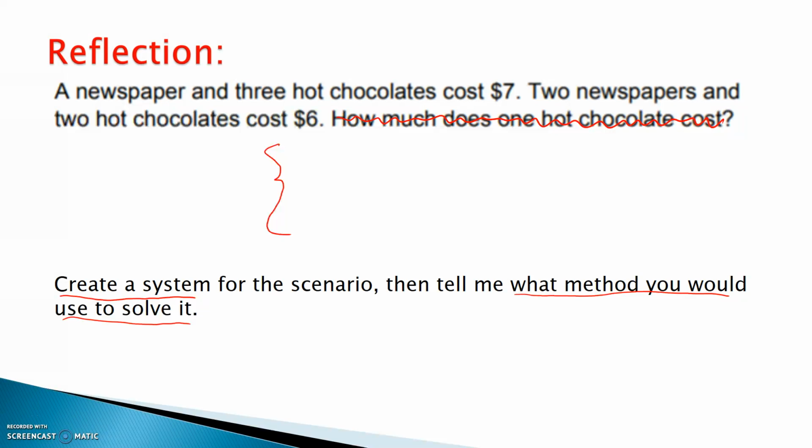Now my biggest hint here, since we are talking about newspapers, newspaper, we are talking about hot chocolate. Okay, make sure you use 2 different variables. I'm going to give you a hint here, use X for the newspaper, and then let's use Y for the hot chocolate. So again, a newspaper X and 3 hot chocolates, so hot chocolates are Y, cost a total of $7. And then it says 2 newspapers here and 2 hot chocolates, so that's going to be Y for the hot chocolates, cost a total of $6.